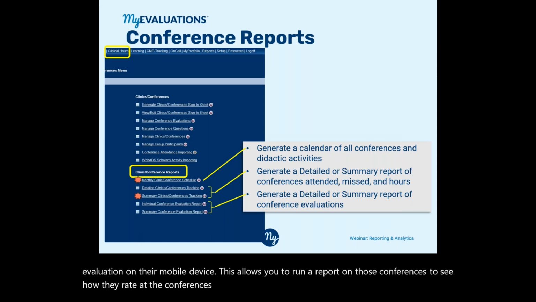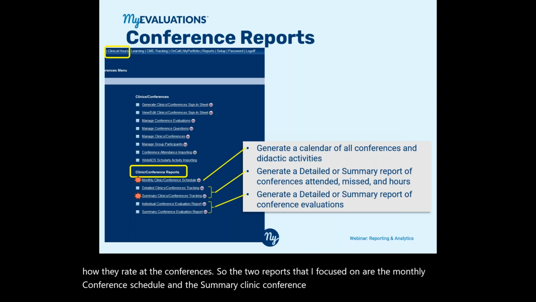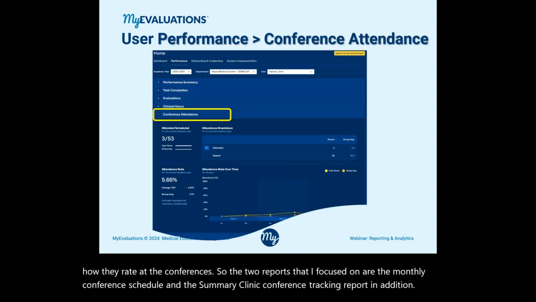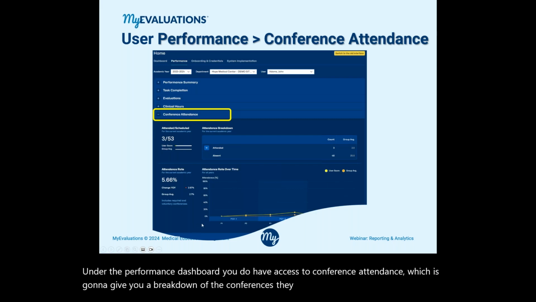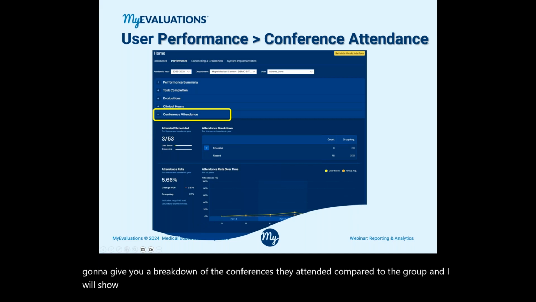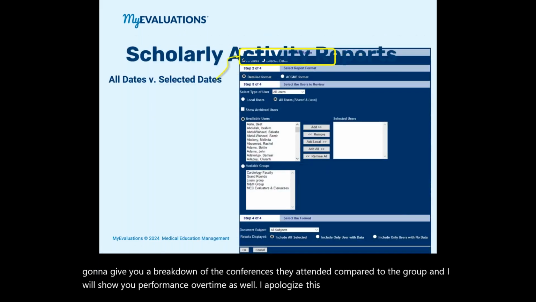So the two reports that I focused on are the monthly conference schedule and the summary clinic conference tracking report. In addition, under the performance dashboard, you do have access to conference attendance, which is going to give you a breakdown of the conferences they attended compared to the group, and it will show you performance over time as well. I apologize, this one has an overlap here.